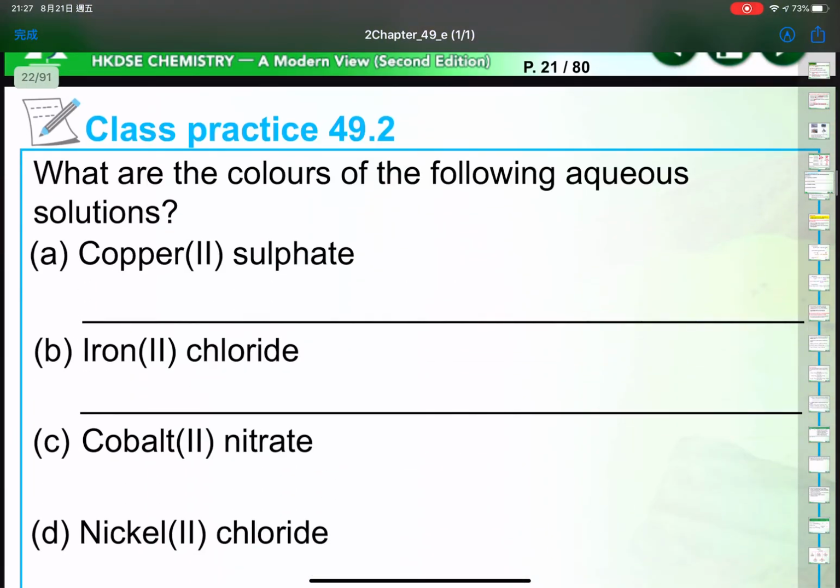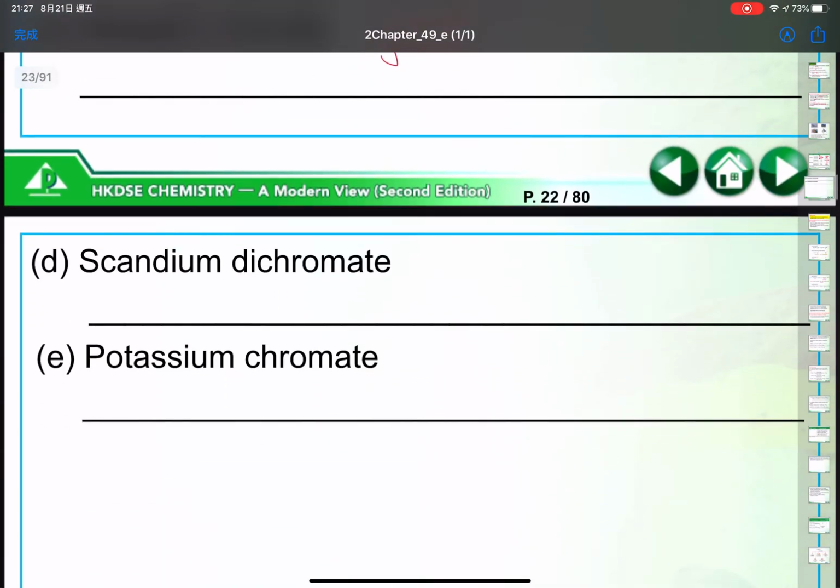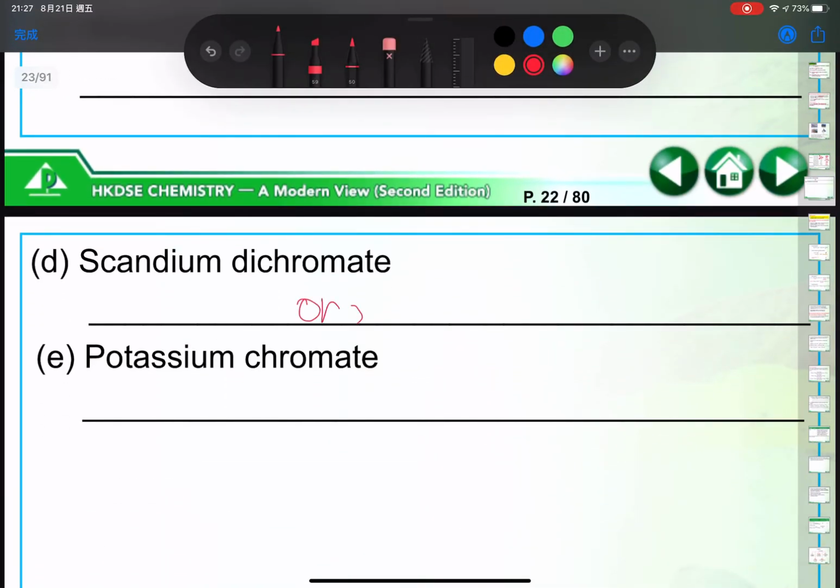Class practice, copper 2, what is the color? Copper 2 blue, green, right? Iron 2, cobalt 2 nitrate pink in aqueous solution, in solid state actually they don't have any color. Lithium is green, okay. Scandium, orange. Dichromate is orange. Potassium chromate is yellow. Actually, they are very similar colors.